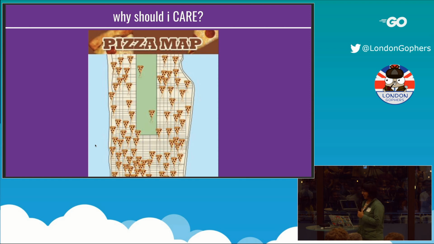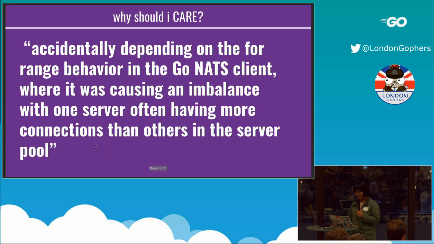So why should you care if it's random or not? Maybe you want to get pizza in different New York boroughs and you're always sent to the same borough because your map sends you to the same key. But it has real world implications. Someone in the GoNats client was depending on the random behavior, which was causing an imbalance. It always sent to the same server instead of distributing across different servers.